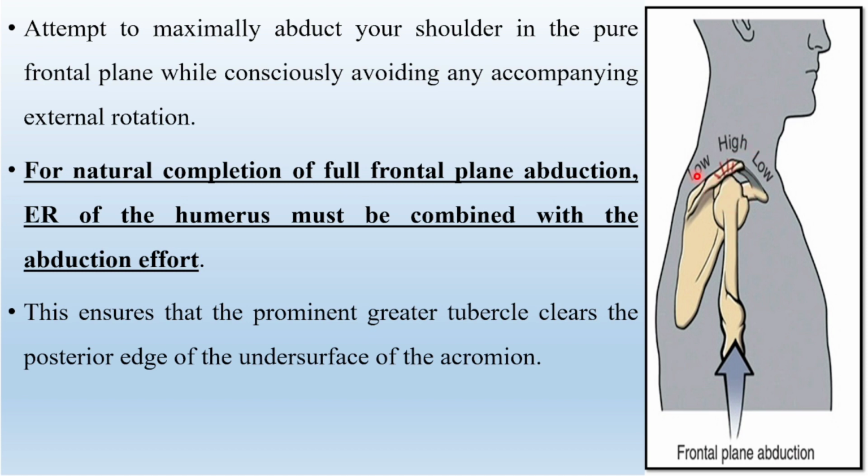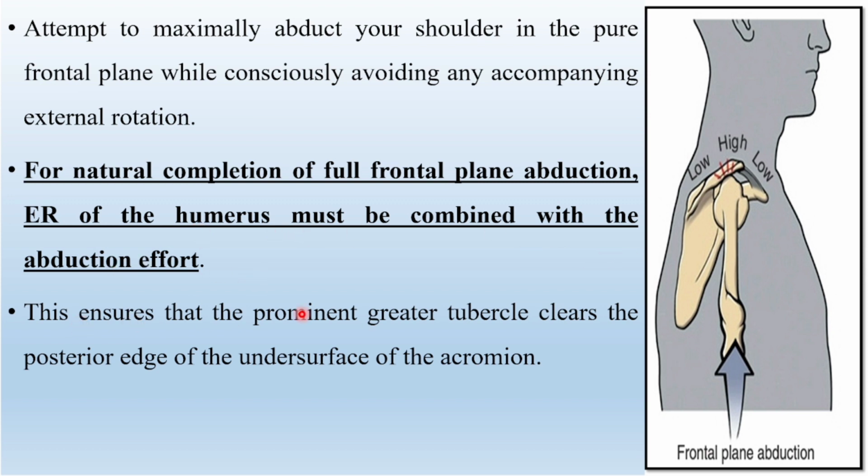So if you are voluntarily or consciously avoiding the external rotation at the end range, the greater tubercle may compress the subacromial space structures, mainly your supraspinatus tendon. It may finally lead to impingement of those structures. That is why at the end range there will be around 35 to 40 degrees of external rotation in the frontal plane movement. So for natural completion of full frontal plane abduction, external rotation of the humerus must be combined with the abduction effort.